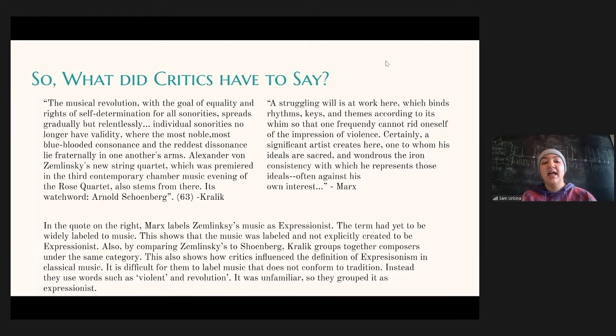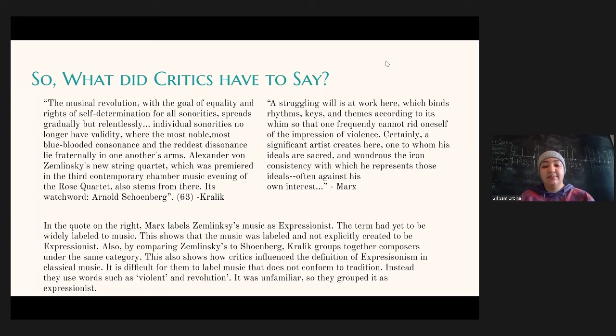Moving forward, I'm not going to read these quotes as that would take a lot of time, but to summarize these quotes, these are from critics of the early 20th century, Kralik and Marx. And basically, they're just calling the music of Zemlinsky's second string quartet revolutionary and violent. So in the quote on the right, Marx labels Zemlinsky's music as expressionist. The term had yet to be widely labeled to music. This shows that music was labeled and not explicitly created to be expressionist.